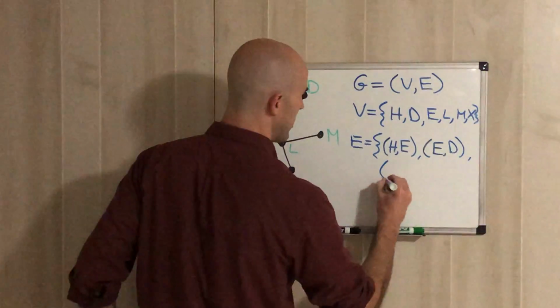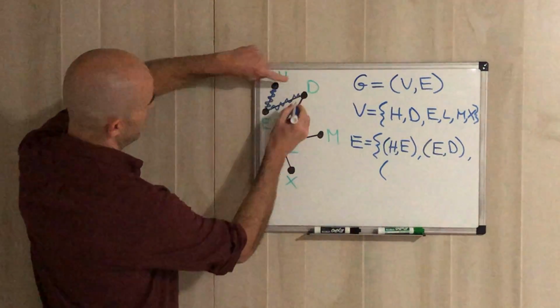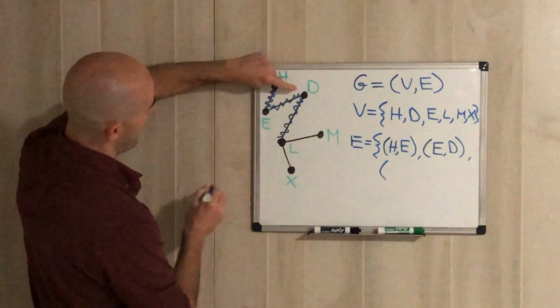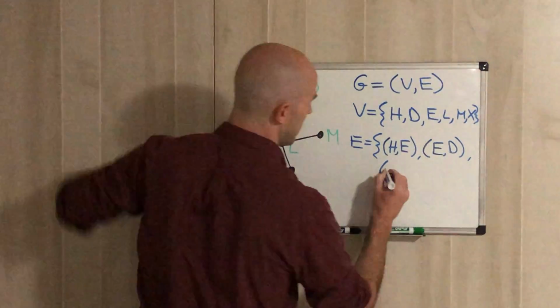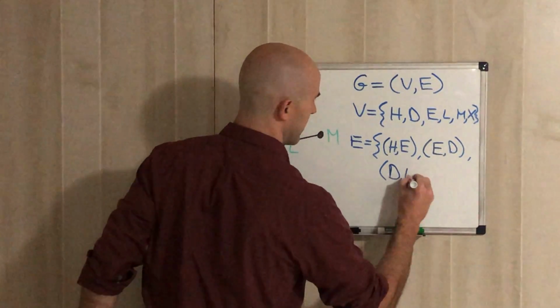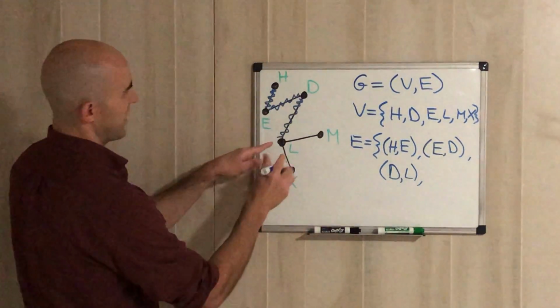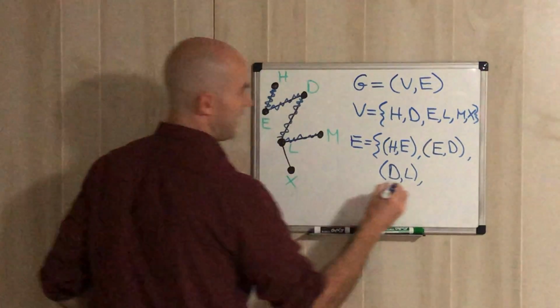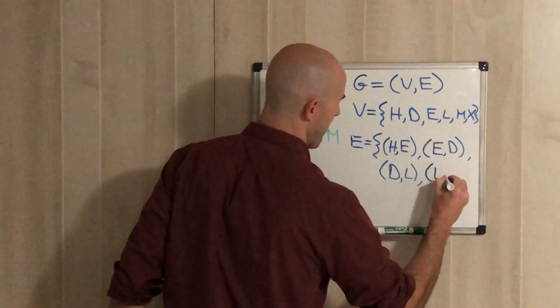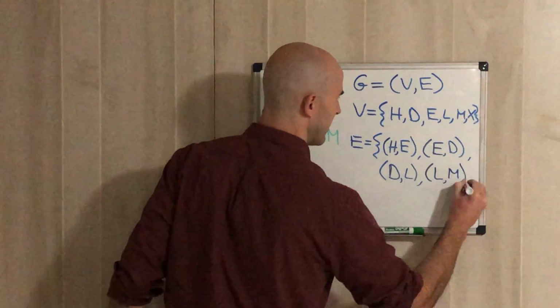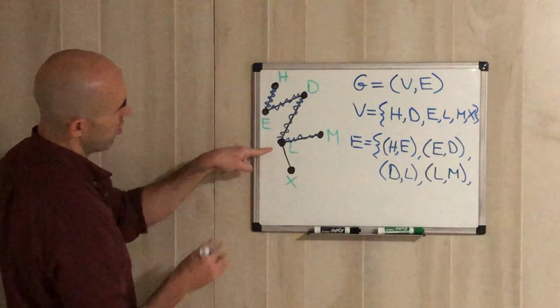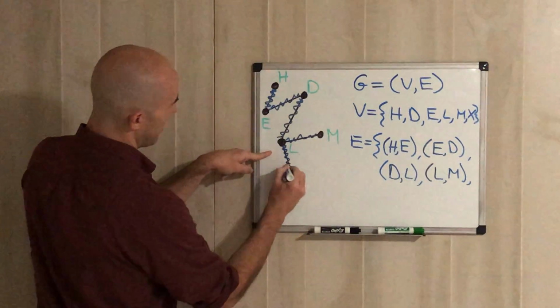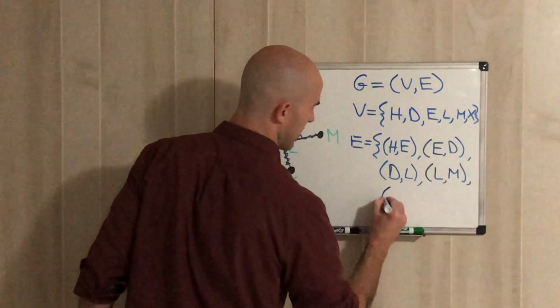And then the next one, we can call the next one right here. So we can call that one DL. Right? The next one that we have would be right there. So we can call this one LM. Again, LM, ML, doesn't matter, guys. And then we're just missing one more. We're missing this last one right here called LX.